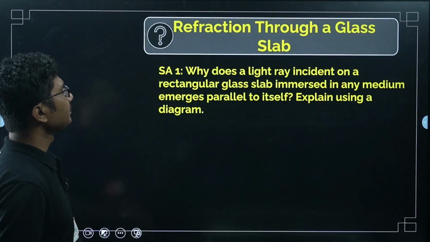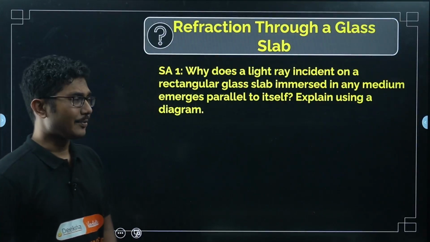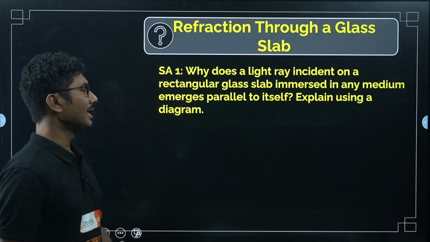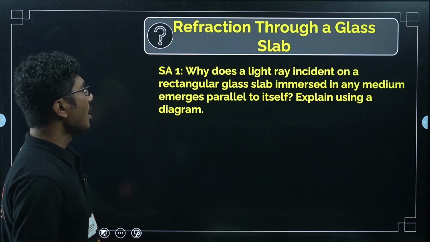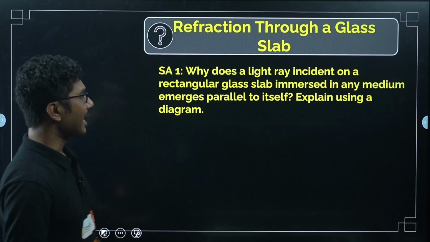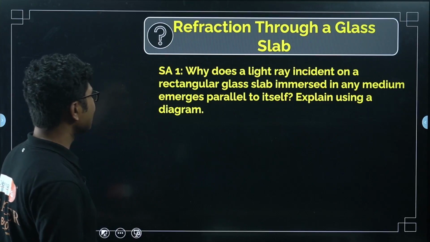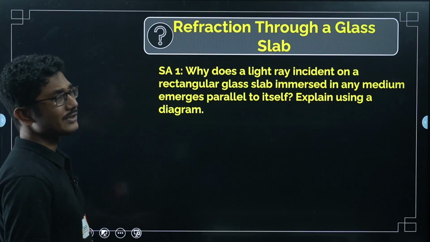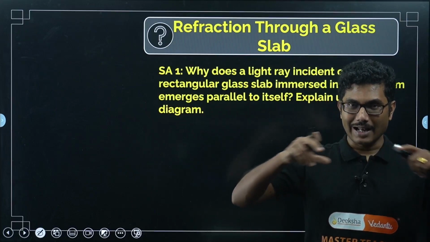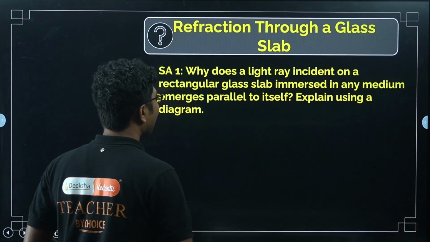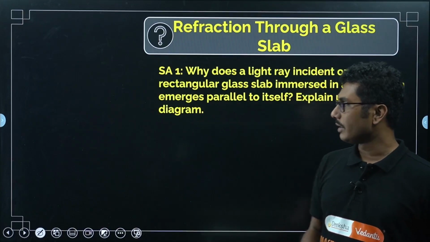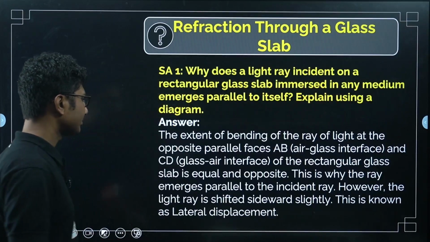Now let's move on to refraction through a glass slab. Now Snell's law is over. Very important concept. Why does a light ray incident on a rectangular glass slab immersed in any medium emerge parallel to itself? Explain using a diagram. So we know that when we have a glass slab, after incidence the light ray passes parallel to the incident ray. Let's look into the first reason first.